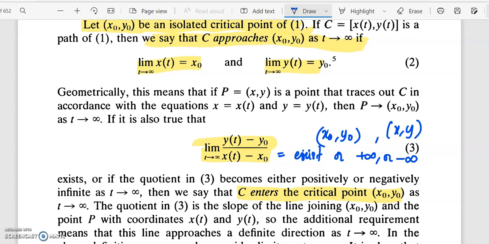So using the behavior of the path near your critical points, we will make a classification of critical points.